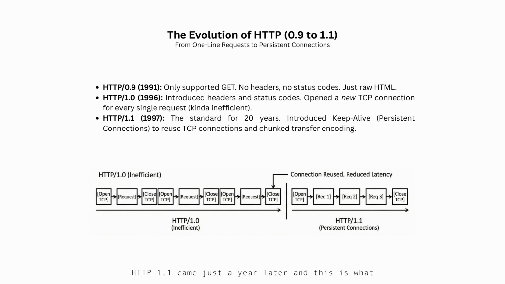HTTP 1.1 came just a year later, and this is what we have used for over 20 years. The major feature here was persistent connections, also called keep-alive. Now you open one TCP connection and reuse it for multiple requests. One phone call and an entire conversation. This single change drastically reduced latency and made the modern web possible.